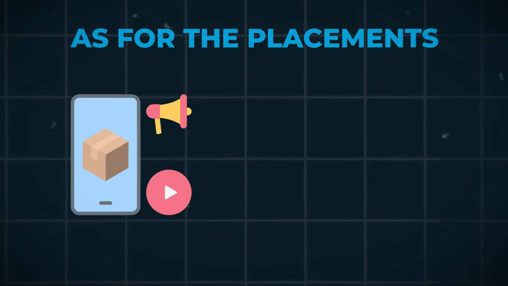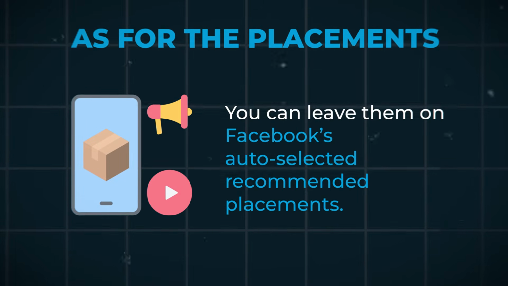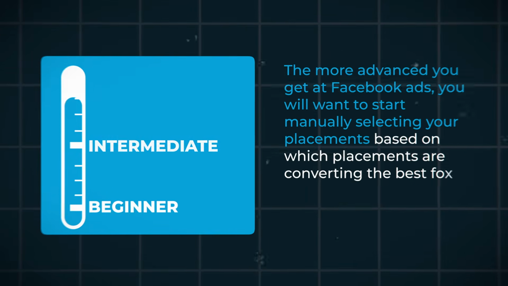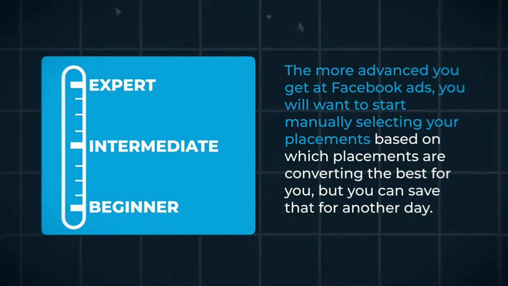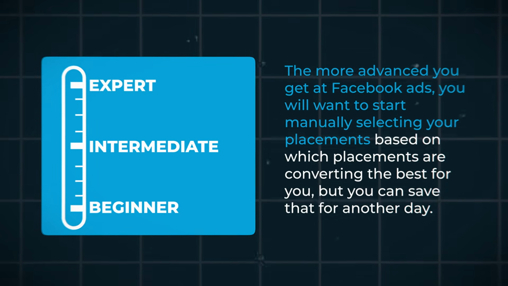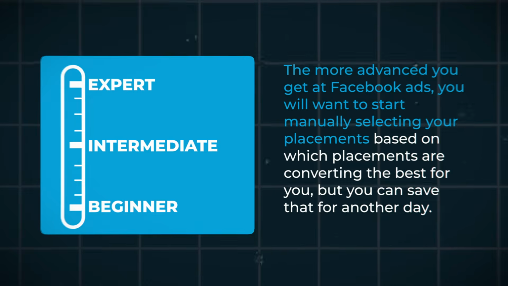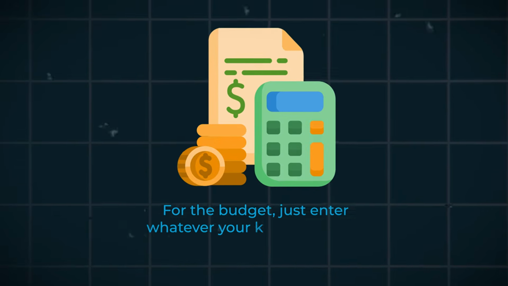And as for the placements, for the sake of this video, you can leave them on Facebook's auto-selected recommended placements. The more advanced you get at Facebook ads, you will want to start manually selecting your placements based on which placements are converting the best for you, but you can save that for another day. And then for the budget, just enter whatever your daily budget is. If you're not sure what to put, keep watching because we're going to talk about that next.